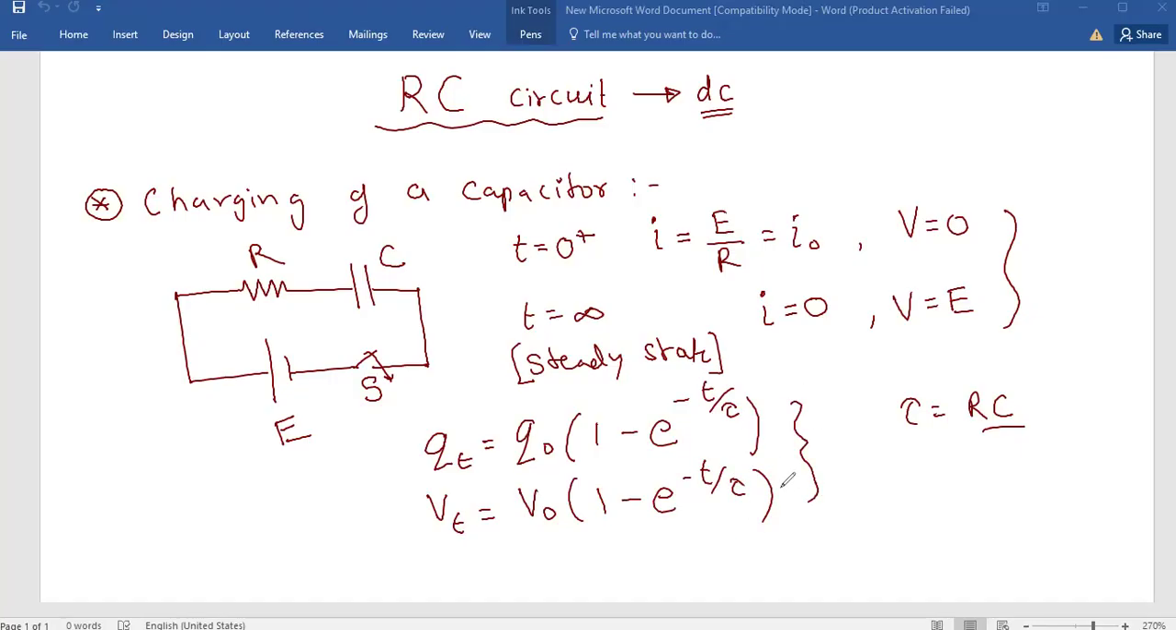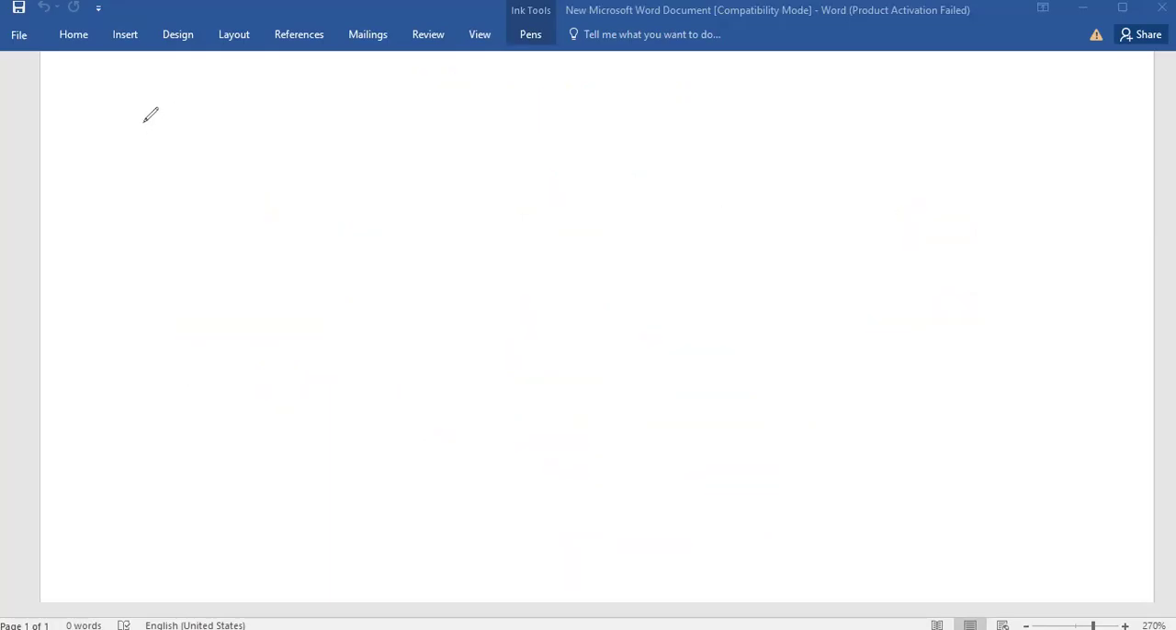These two physical quantities grow exponentially during charging of a capacitor. But the current in the circuit decreases exponentially during charging of a capacitor, which is given by I(t) = I0 e^(−t/τ). And we have seen the graph related to this. Also, what do we mean by one time constant?